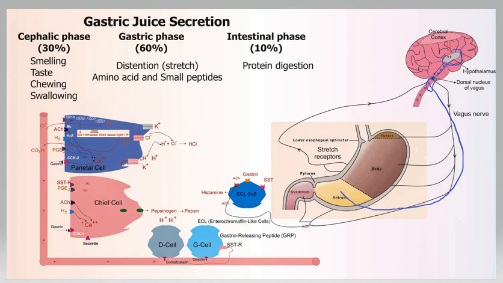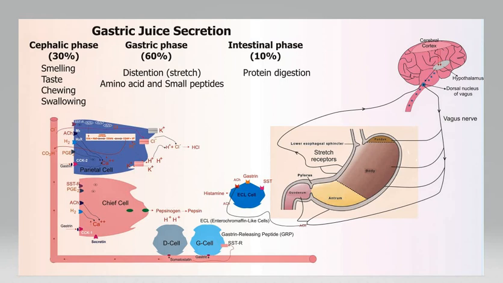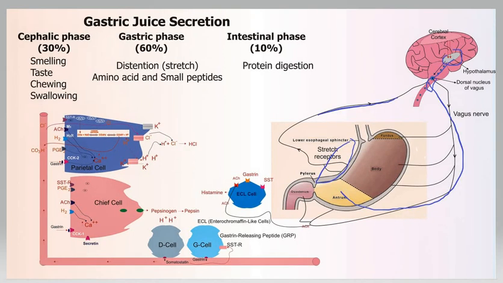Now let's discuss the gastric phase of gastric juice secretion. Earlier I talked about the cephalic phase. In the cephalic phase, there is no food inside the stomach. But in the gastric phase, your stomach is partially or completely filled with food. When your stomach is filled with food, it is stretched. This is termed distension or stretching.